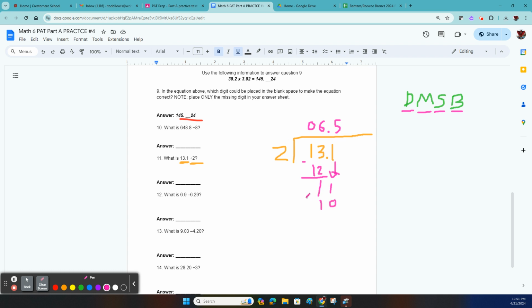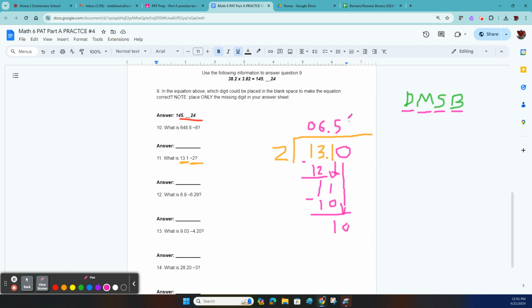2 times 5 is 10. Then we subtract. The difference there is 1. And we're not doing remainders anymore. So we add a place value, because there's infinite zeros to the right. There's infinite place values to the right. And I'll bring down one of those zeros, making this 10.